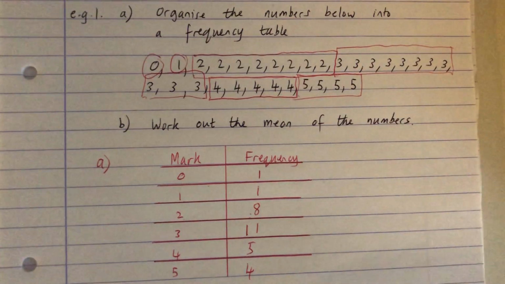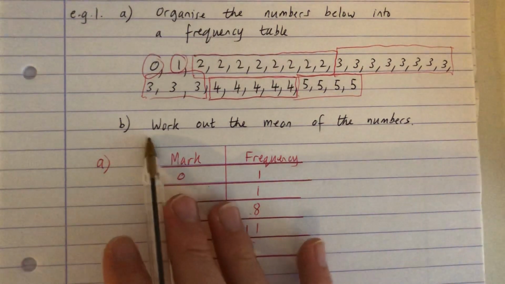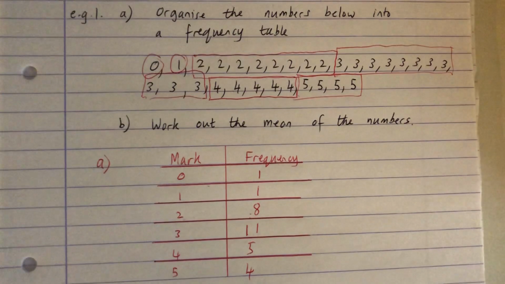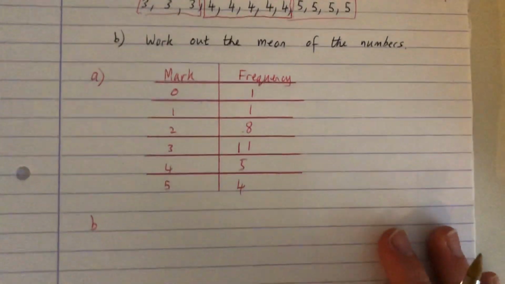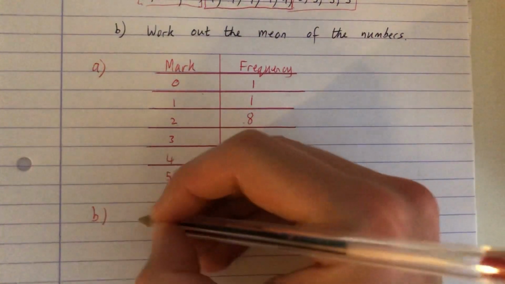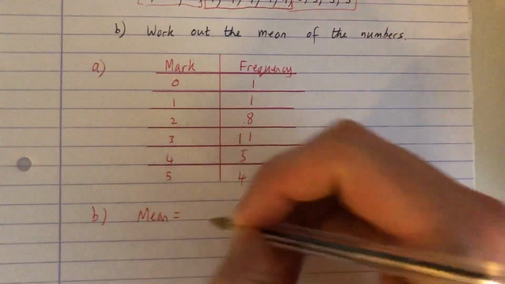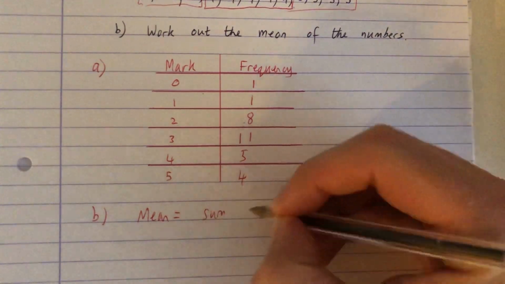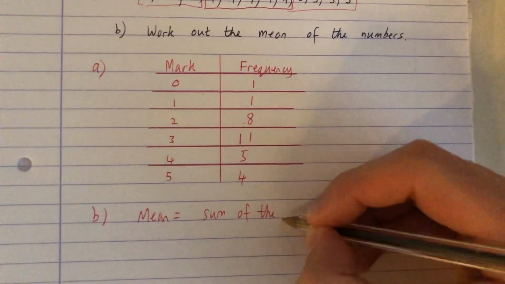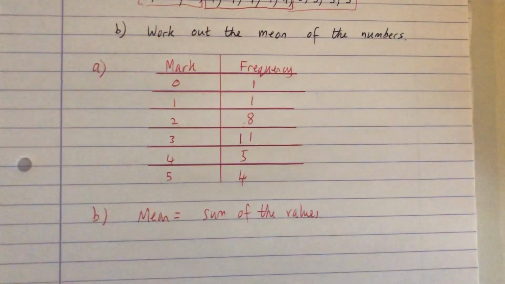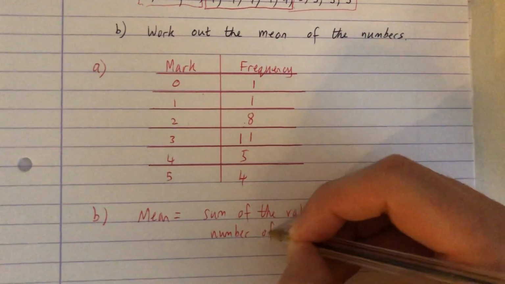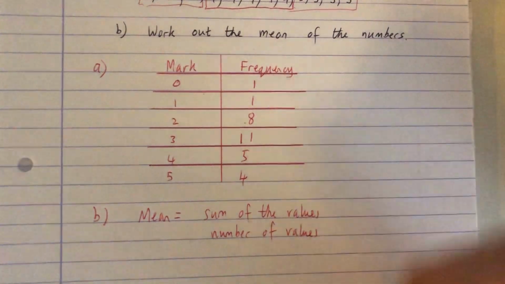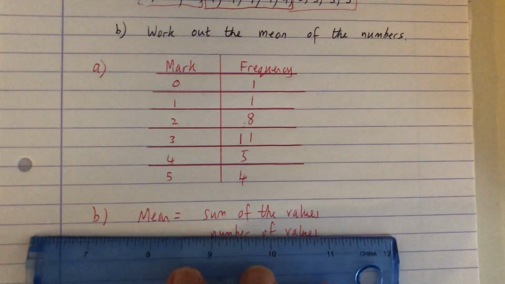Now, from that, there's a way now to work out the mean. Remember, the mean is an average. You might remember the formula for the mean. The mean is the sum of the values over the number of values. That's the formula we learned a few lessons ago.